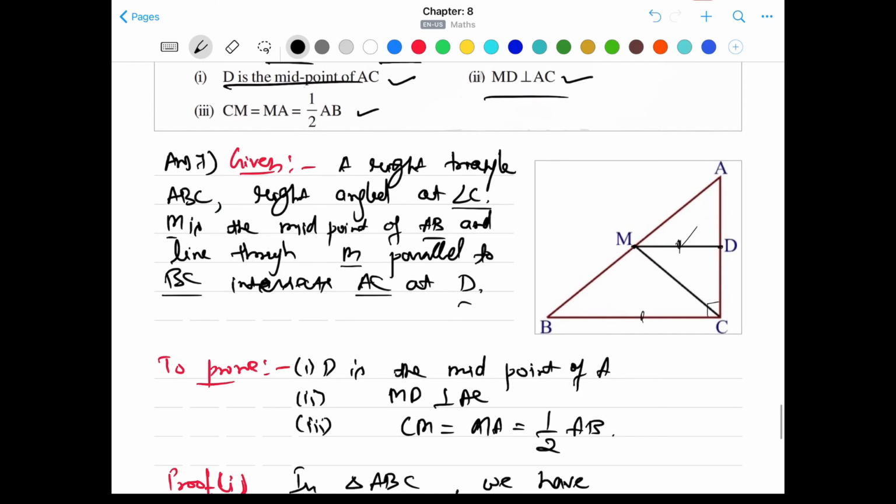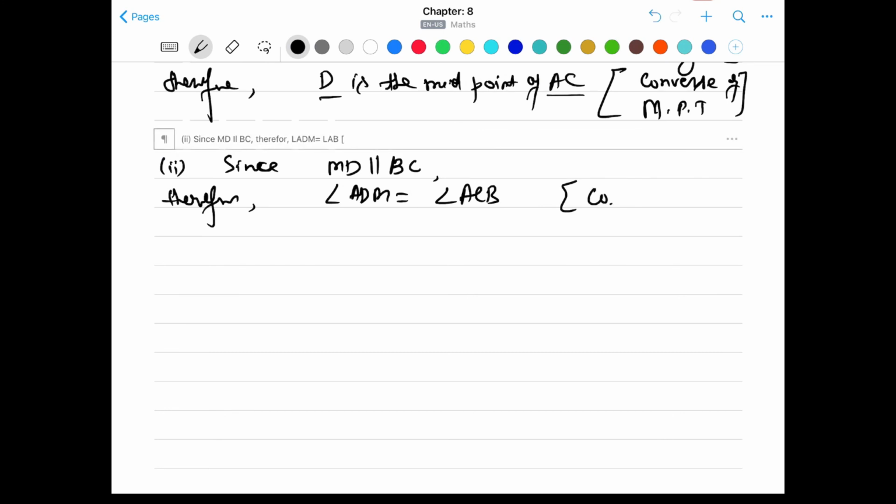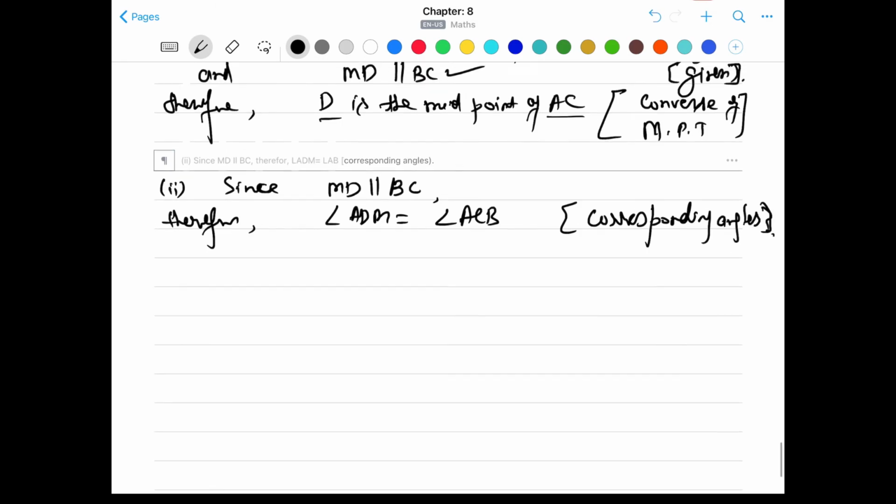You can see here, triangle ADM is this one and triangle ACB is this one. Both angles will be equal because these two are parallel lines and AC works as the transversal. So these two angles are corresponding angles. The reason for this is corresponding angles, and we know corresponding angles are equal. That's why these two angles are equal.